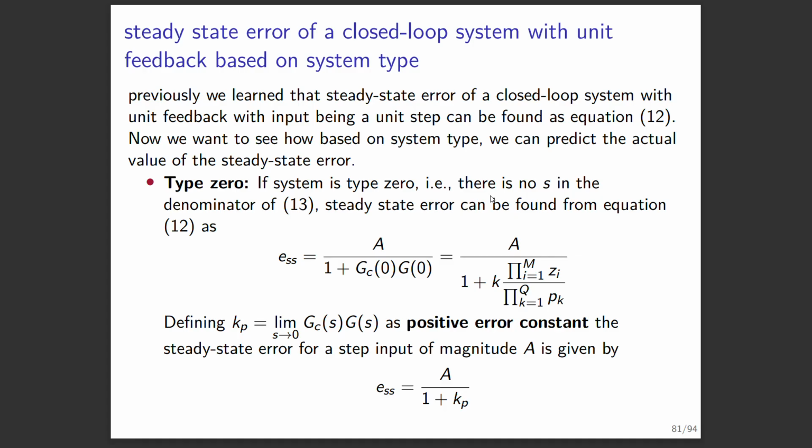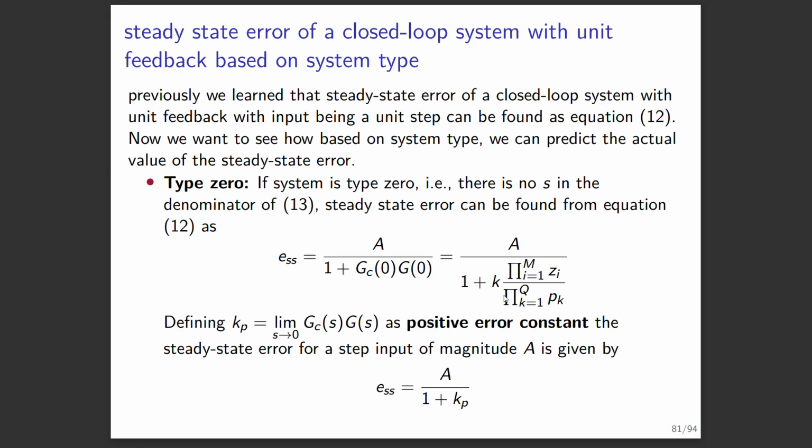So going back to steady state error, if I want my system to have a steady state error of 0, we want to see what is the required condition. What happens if the system type is 0, meaning that if GC times G has no poles at the origin?